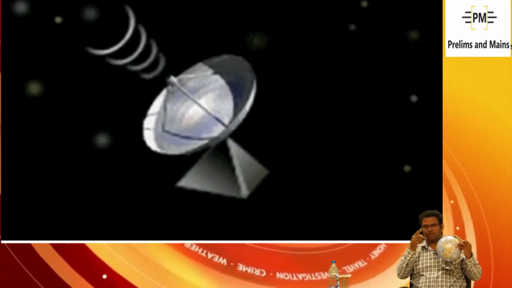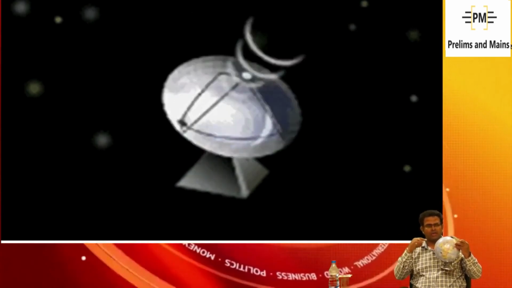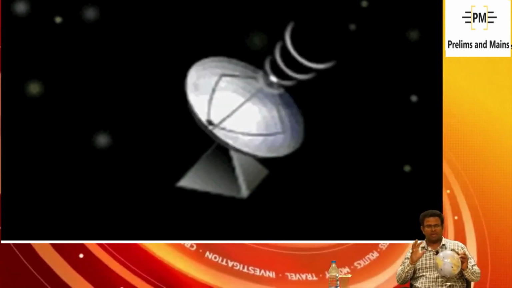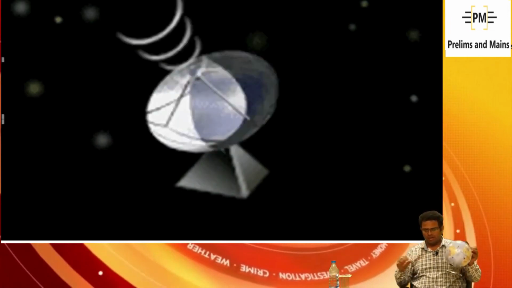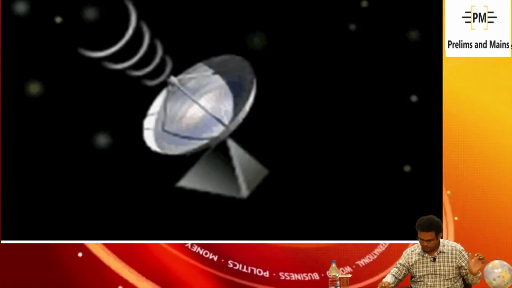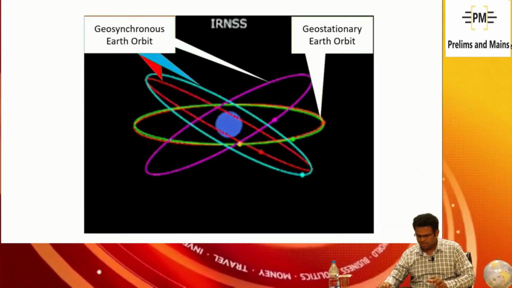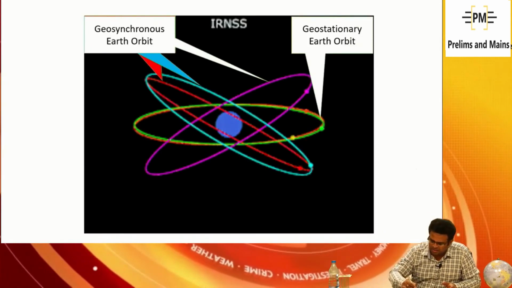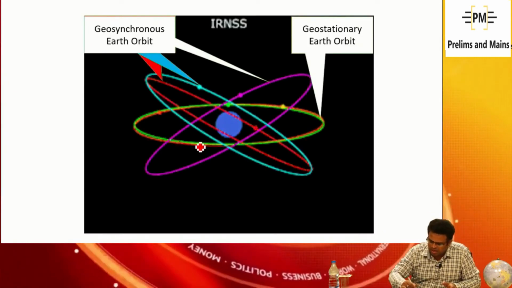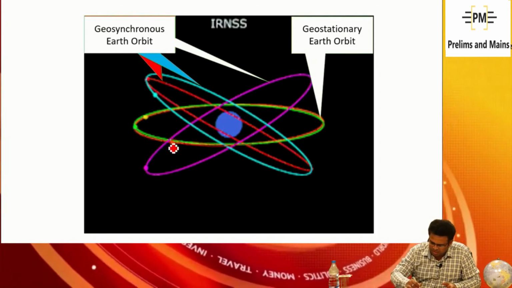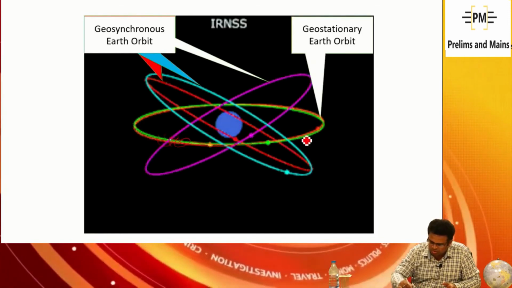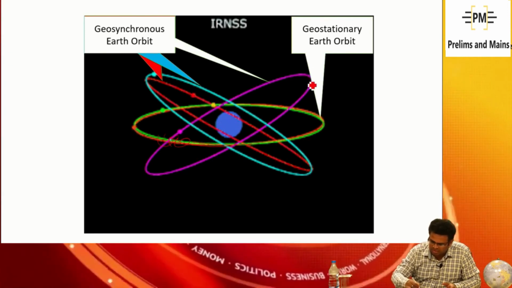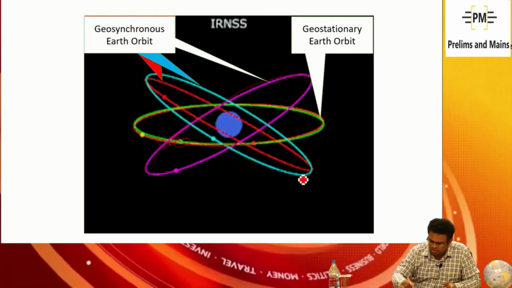But if I go to another orbit, like the GPS system of America, I will come to it later. The GPS system of America is in medium earth orbit, and I will explain why later. From the picture you must have understood a bit, and these are the 7 IRNSS satellites. You can see that IRNSS has 3 satellites in geostationary earth orbit, and 4 satellites in geosynchronous earth orbit.